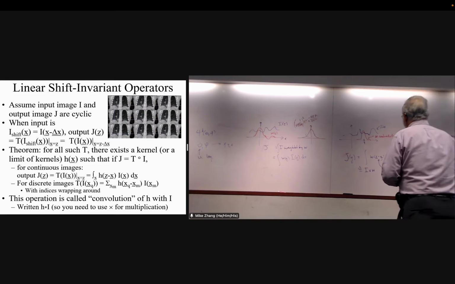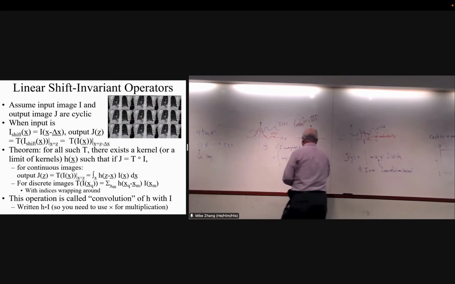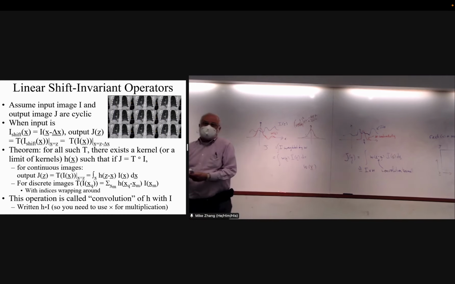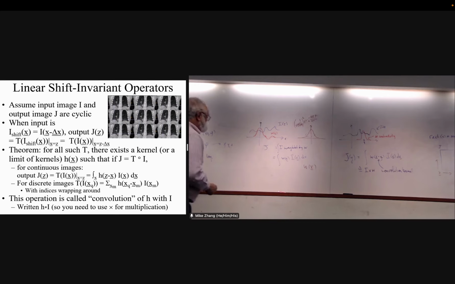After all, this W of x thing is a function of x and y, or in 3D x, y, and z. And so you can think of that as an image too. Right? And so it's an image, just like I is an image, and the result J is an image. Okay, but it's the convolution kernel image.